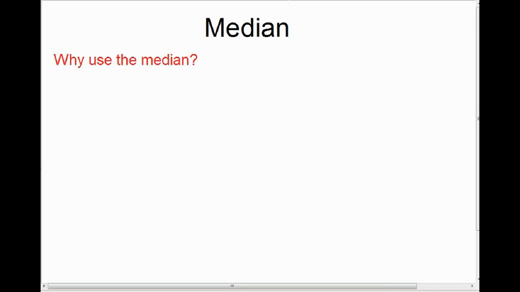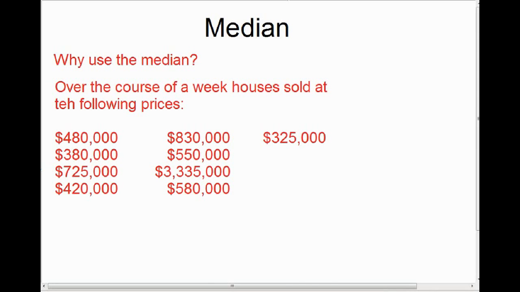We're going to look at another example like that involving real estate prices. So suppose over the course of a week in Toronto, we had 9 houses sell. Suppose these were the prices that they sold for.